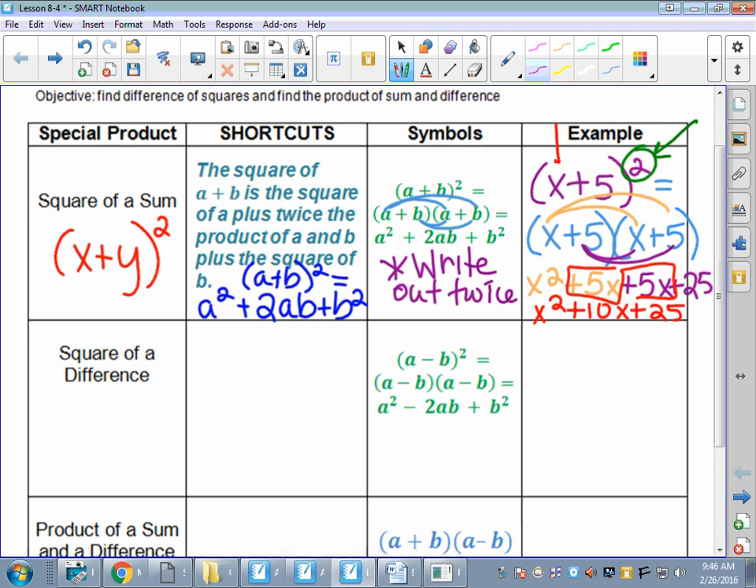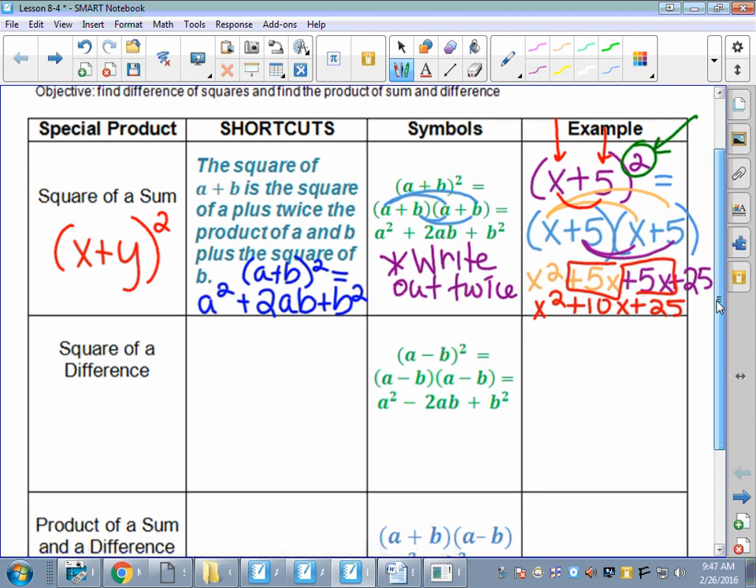So it's this first term squared. It's twice the product of 5 and x. 5 times x is 5x, and double it, you get positive 10x. And it's the last term squared. 5 squared is 25. I never remember the rule, so I just write it out and I FOIL it.